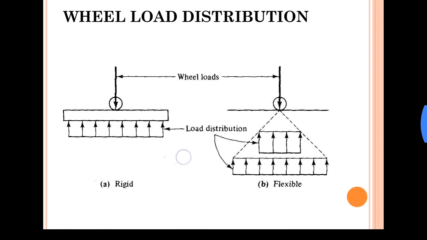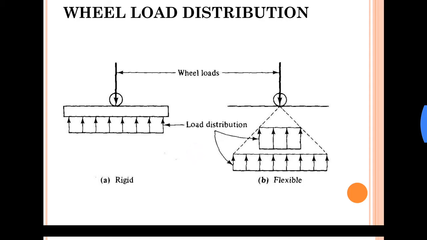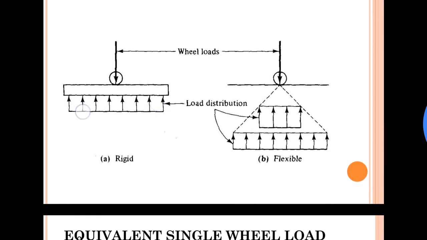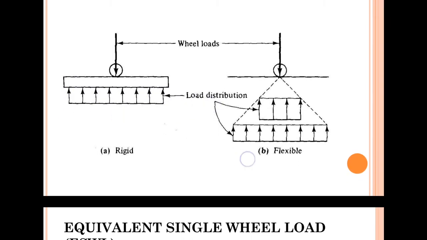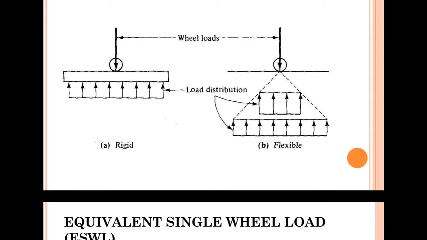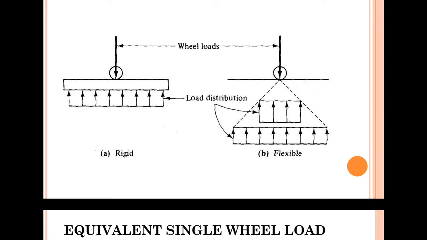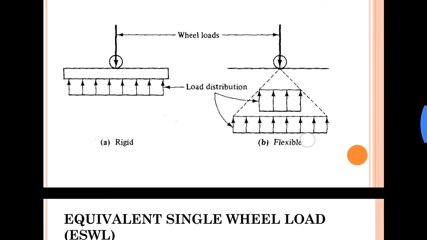Then we have wheel load distributions for the two types of pavements. For rigid pavement it would be slab action, so the distribution would be like this. And in the case of flexible pavement, since the load transfer is grain to grain and at an angle of 45 degrees, it would be like this.